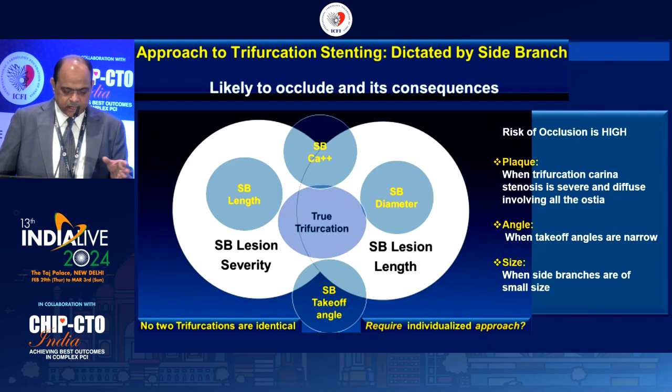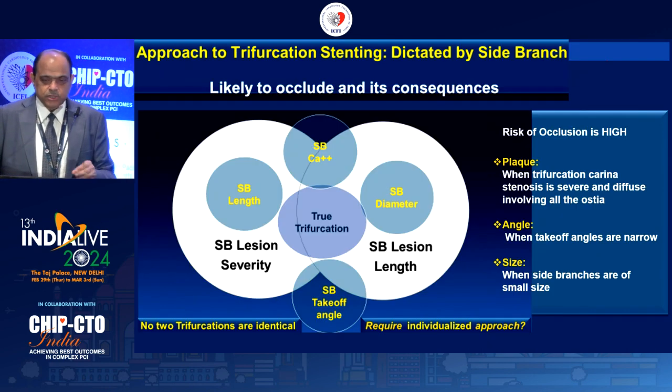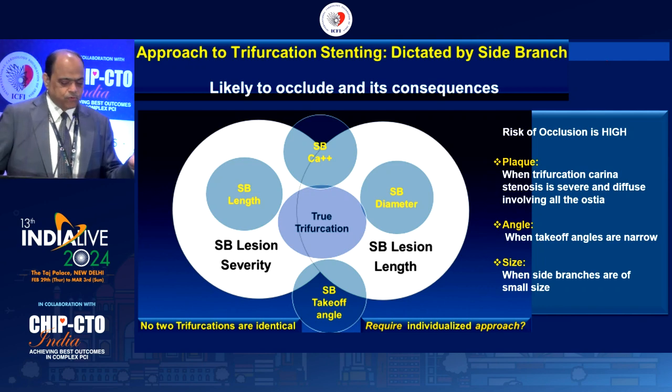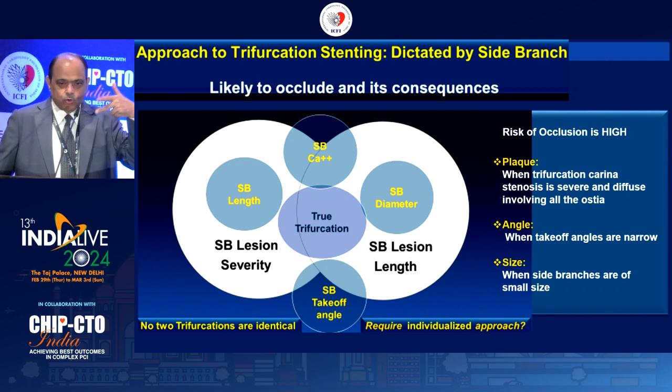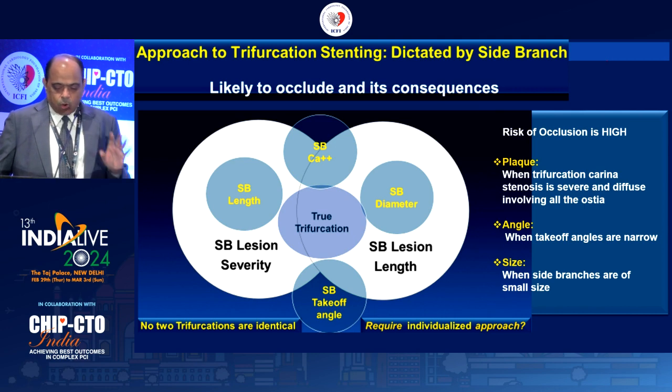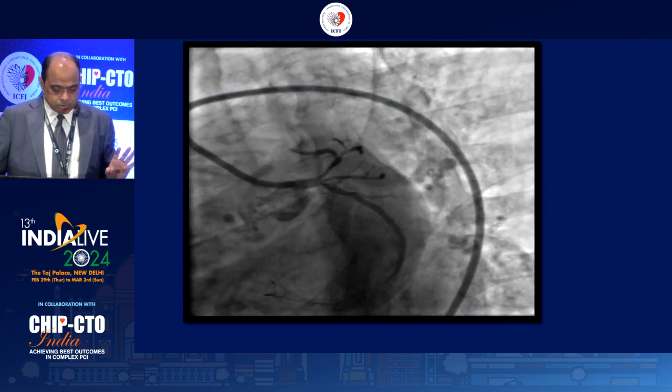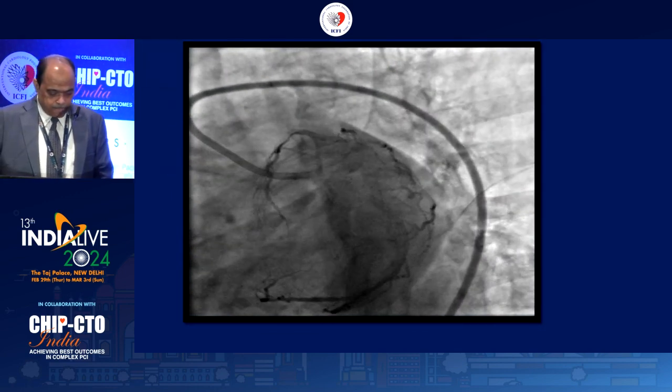So that's okay. We also know that it is the side branch which is important for bifurcation. The same is true for trifurcation. Here there are two branches instead of one. So all the rules apply. This is a case I did live, I think at an NIC, more than 10 years back, but I'll show you. We won't go into the indications. So this was the angio.